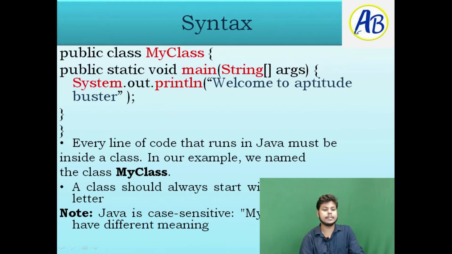Here we have the syntax of Java. As I have written here: public class MyClass, public static void main(String[] args), and System.out.print("Welcome to Aptitude Buster"). You have to look at every word and every single colon. Here it is written public, which is the access modifier. I will discuss it in depth later when I cover access modifiers, but here I will just clarify that we are using public because this class can be accessed from anywhere.